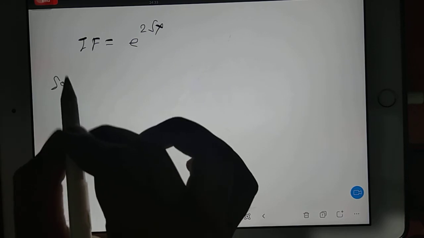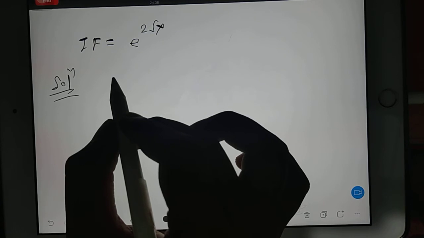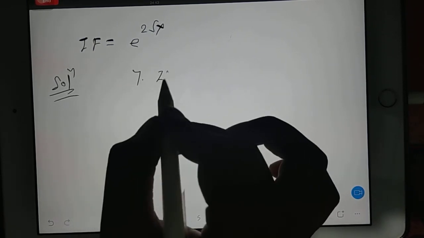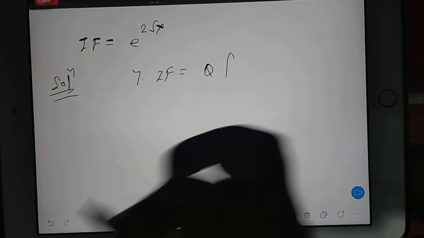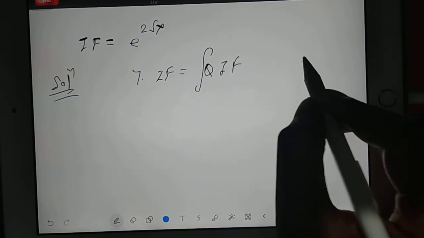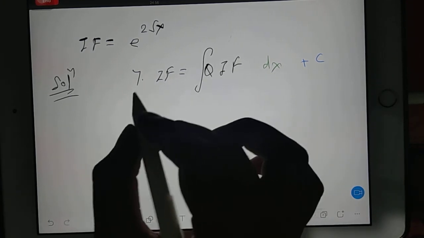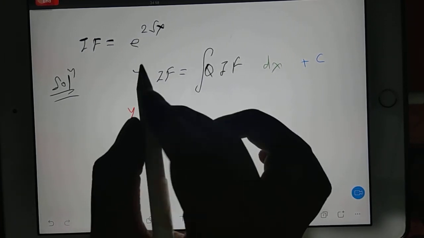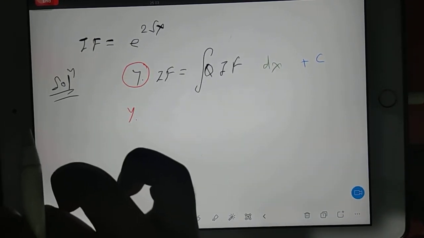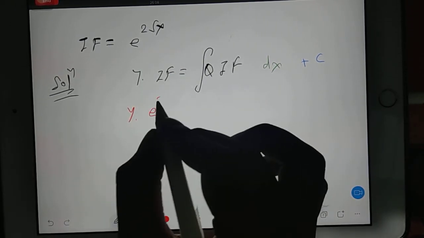Then we have the direct answer, the solution. That solution is nothing but y into integrating factor is equal to integration of q into integrating factor. So plus a constant will be there, and one dx will also be there. Substitute values. Y will be as it is. See guys, don't replace y or search for any value for y. Y is y. Y is the part of the solution. Integrating factor is e power 2 root x.